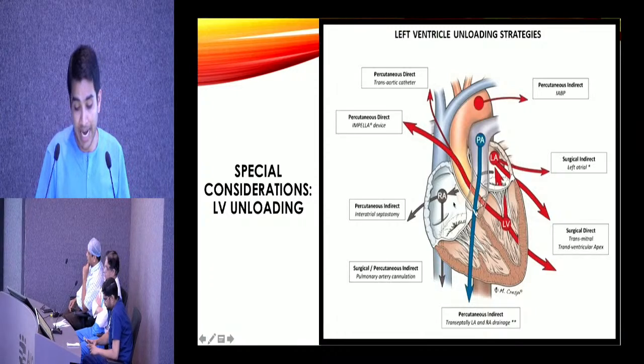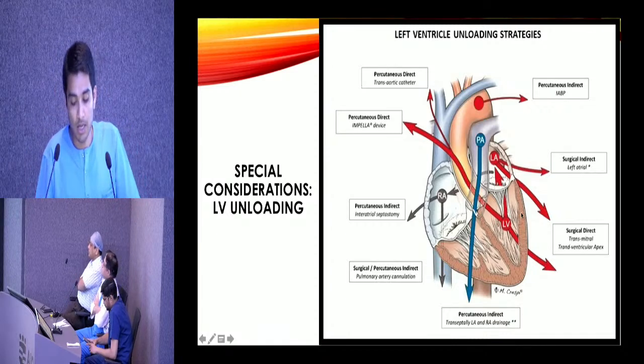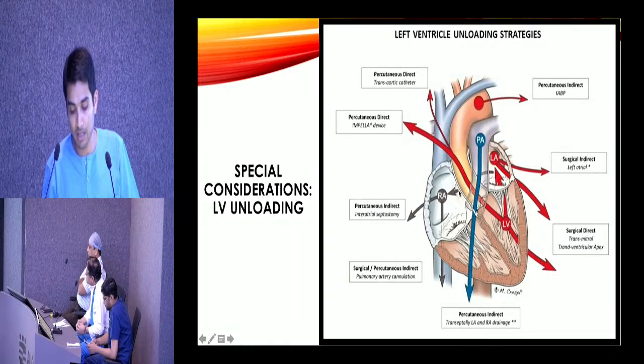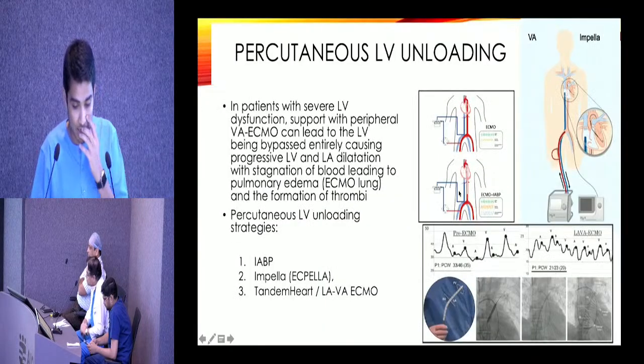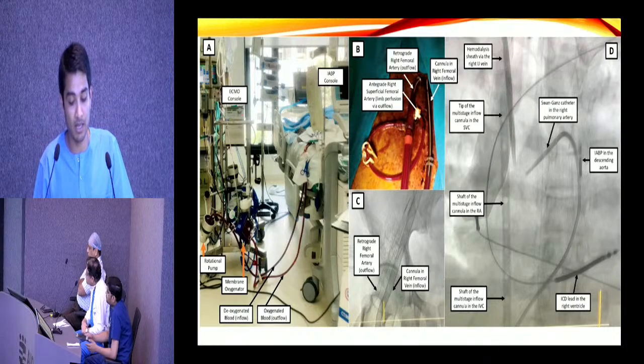Sometimes you could add a cannula into the left atrium. That is pretty much what a Tandem Heart does. But sometimes we can have the surgeons put in an LV apical vent or a pulmonary vein vent. Those are called surgical techniques. So unloading is important. Unloading is the only thing that allows the heart to recover.